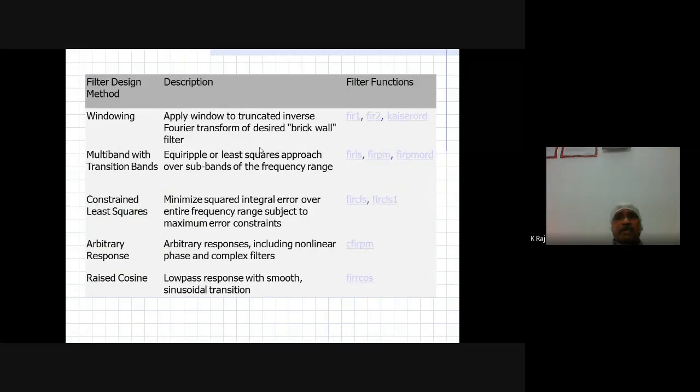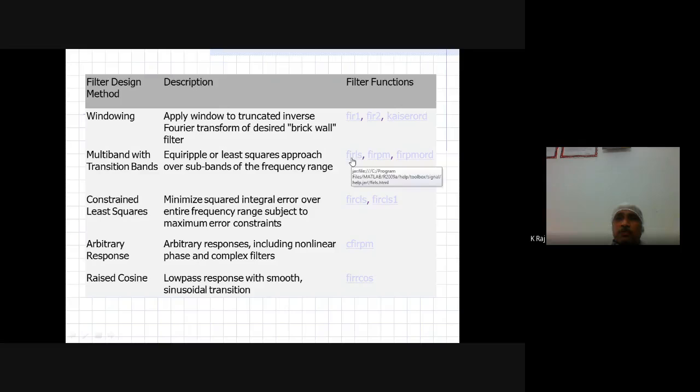Now, filter designing methods. During the design of the filter, there are many methods that can be used in MATLAB. The first one is windowing. In this one, we apply a window to truncate the inverse Fourier transform of the desired brick wall filter, and for that purpose we will use the fir1, fir2, or Kaiser order filter functions. Similarly, for multi-band with transition bands, there is the equiripple or the least squares approach.